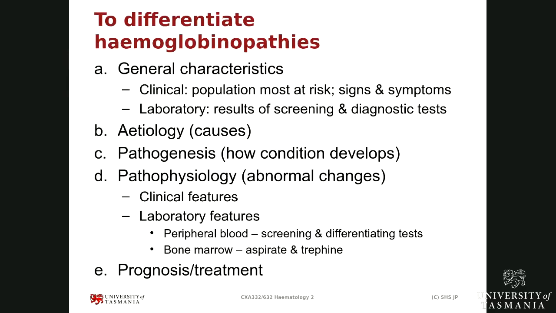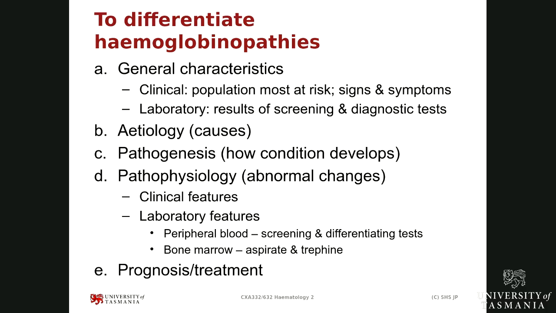As usual, we use the same sort of process that we've been using when looking at our other health conditions during the semester, and this time we are applying it to people who have a haemoglobinopathy. So you need to know the general characteristics of the condition from a clinical point of view and a laboratory point of view, and to understand why you're seeing what you're seeing in the laboratory and why the people have the clinical signs and symptoms that they do.